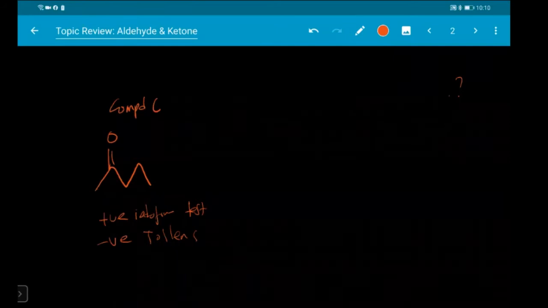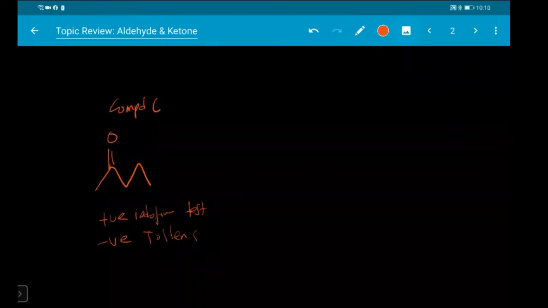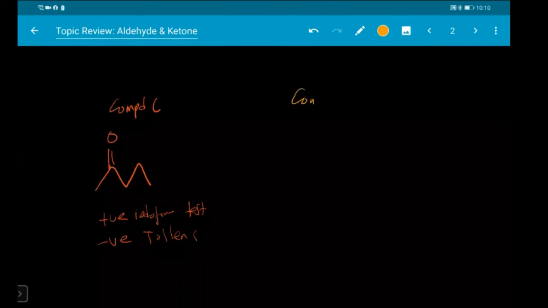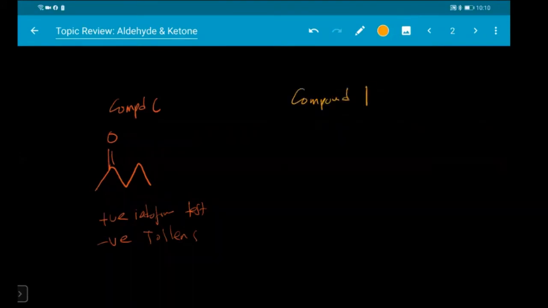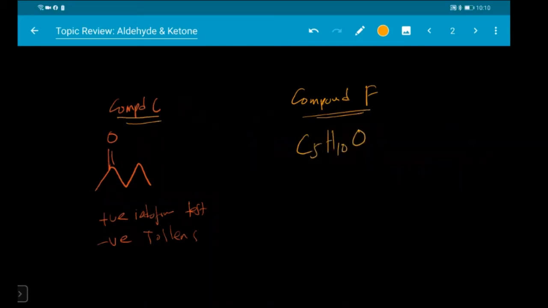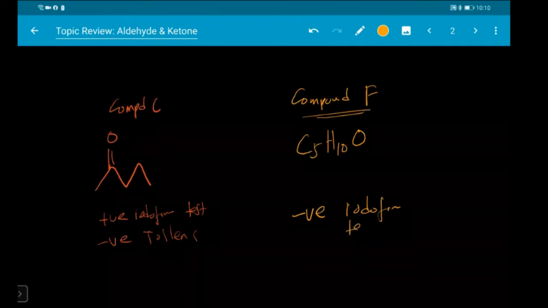Alright. Tiba-tiba ada compound F. Okay. Ditulis. The formula is the same, which is C5H10O. Cuma beza dia dengan compound C adalah dia negatif iodoform test.